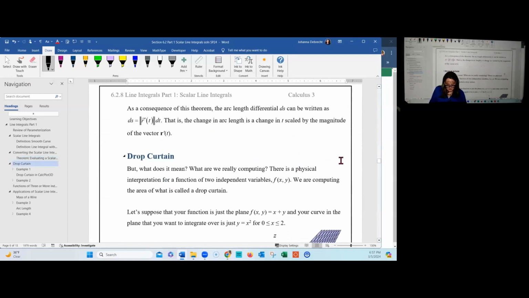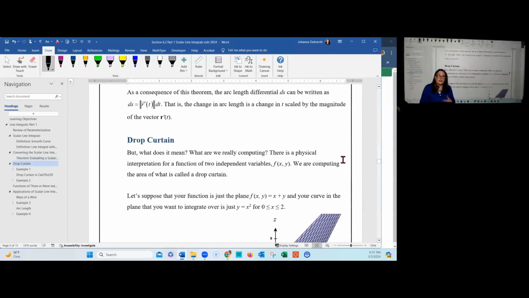As a consequence of this theorem, we can actually think of the arc length differential ds as being the magnitude of the derivative of the parameterization times the differential dt. In other words, the change in arc length is the same as a change in t, but scaled by the magnitude of the vector r prime.